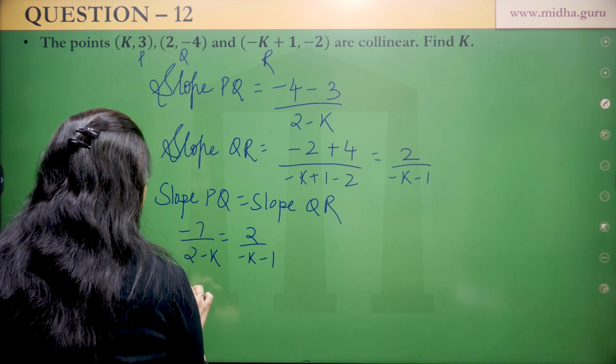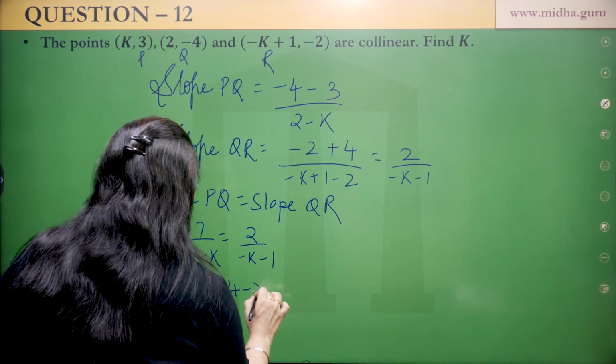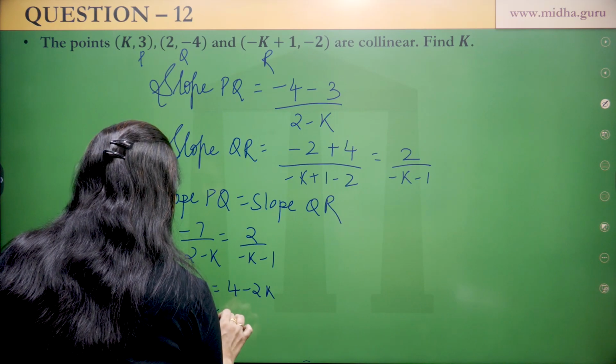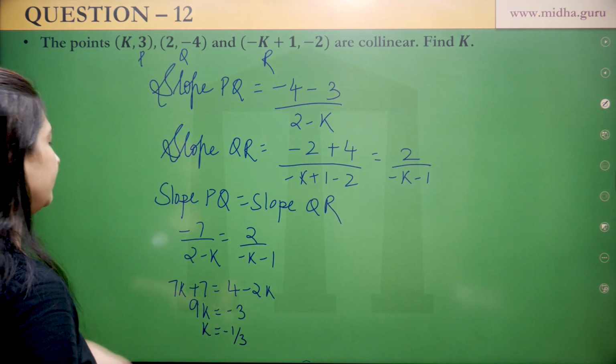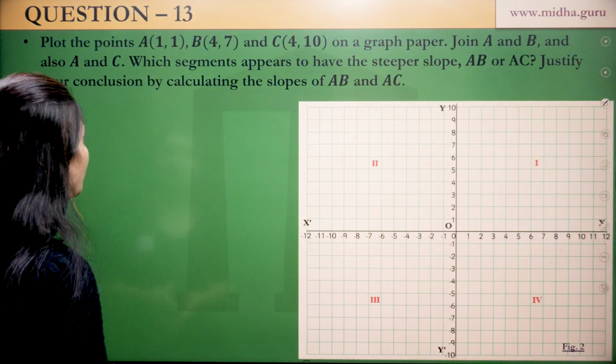So it will be 7K plus 7 is equal to 4 minus 2K. 9K is equal to minus 3. So K is equal to minus 1 by 3. Next question. Plot the points A, B and C.